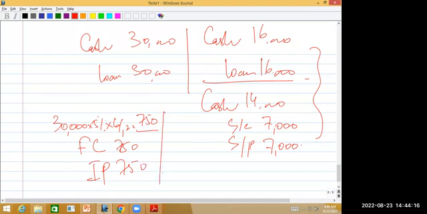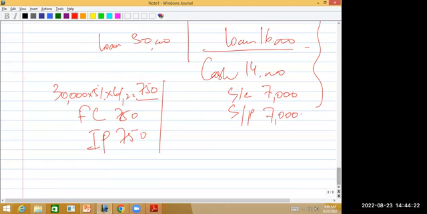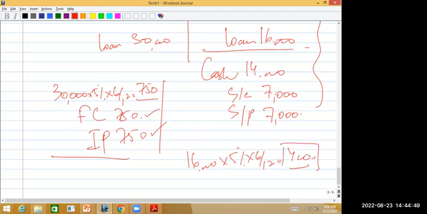But according to the facts, we should record the finance cost on the 16 million. So 16,000 into 5% into 6 by 12. It should be 400 rather than 750. So there is an adjustment of 350 that needs to be made in the finance cost as well as the interest payable. Are you getting this point? Yes. Because they have already charged 750 in both the finance cost and the interest payable account, and the actual amount is 400. So you need to adjust 350 for both the finance cost and the interest payable.